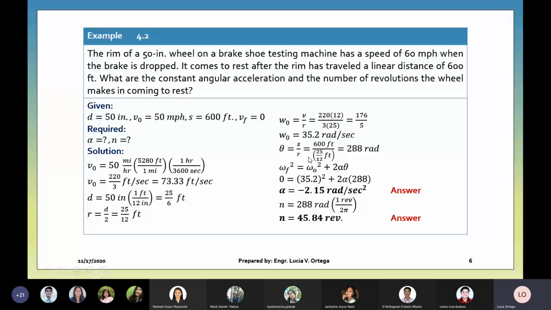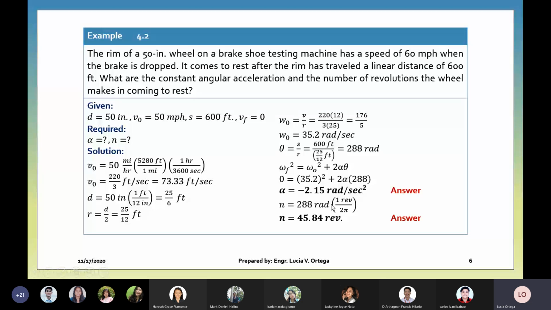The initial angular velocity is 35.2. So we substitute with this equation. You know already theta. So we can solve for alpha. Alpha is negative 2.15 radians per second square. So it's negative because the wheel is coming to rest.